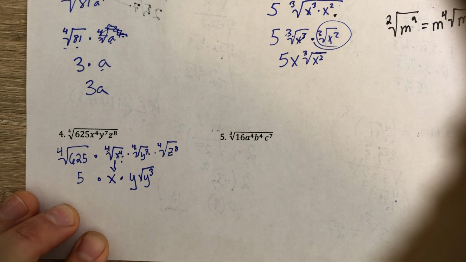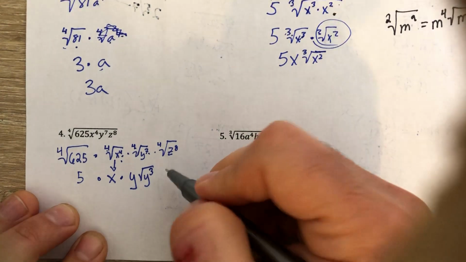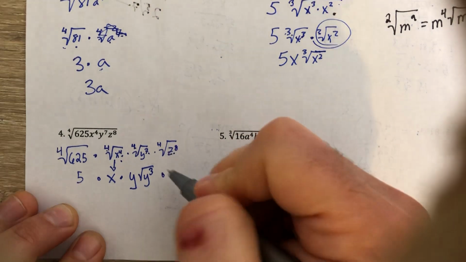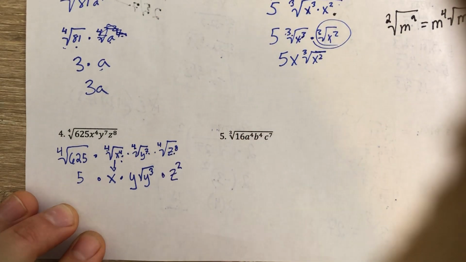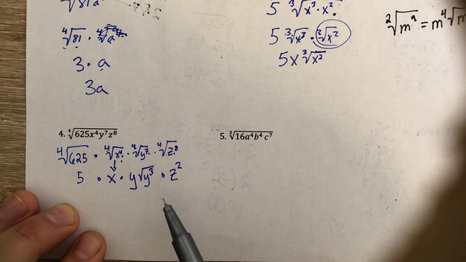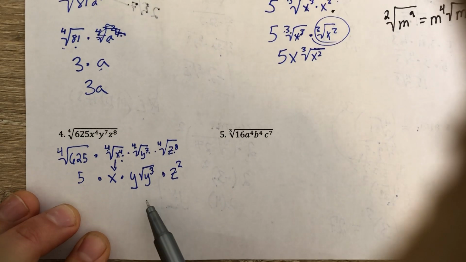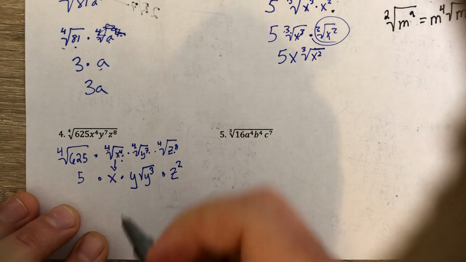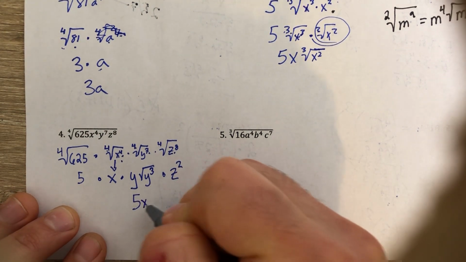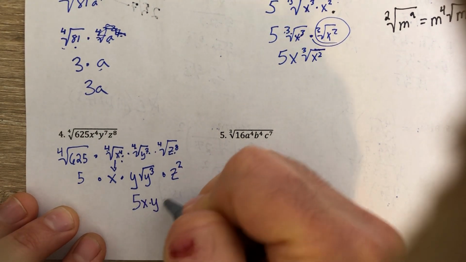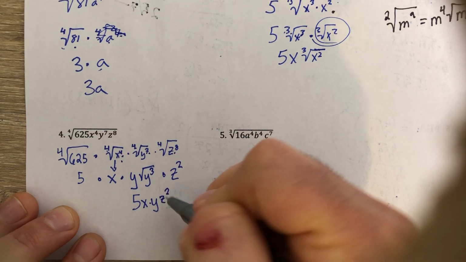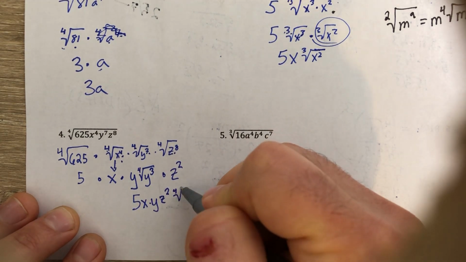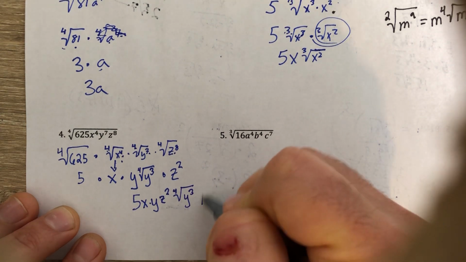I like that. I mean, that's a lot easier. How many times does 4 go into 8? It goes in twice, so we have the exponent of 2 with 0 left over, so I don't have to write anything there. And when we structure these, we always put the radicals at the end. So this becomes 5 times x times y times z squared times the 4th root of y cubed.